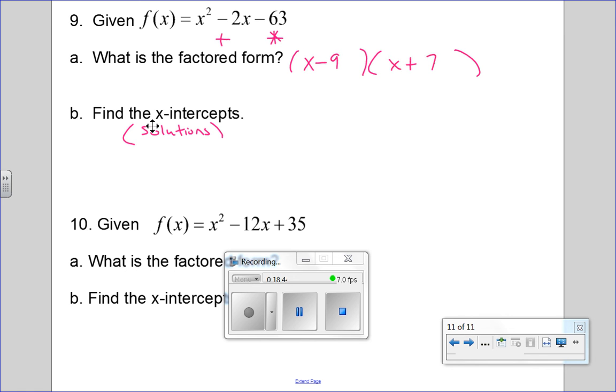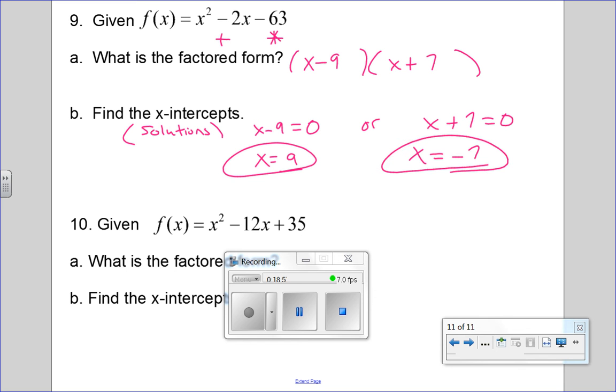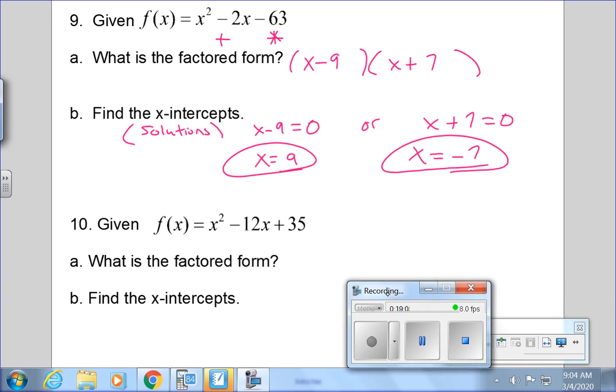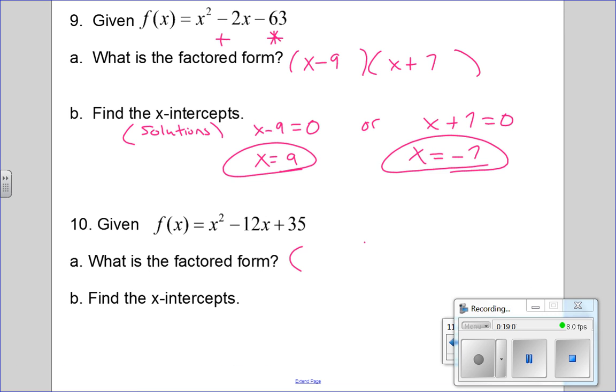Now to find the solutions, you set that x minus 9 equals 0. And you set that x plus 7 equals 0. So 9 is an answer, and negative 7 is an answer. So you factor it, you solve it. Factor, solve. We did that in the chapter 8 test, so it's just making another appearance. Nothing's different.